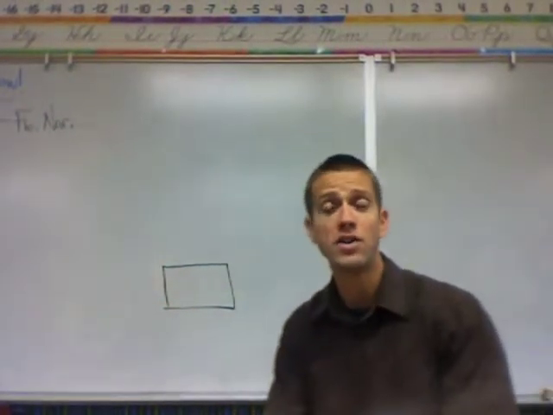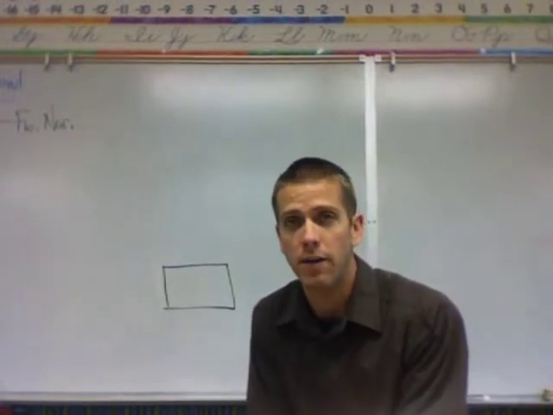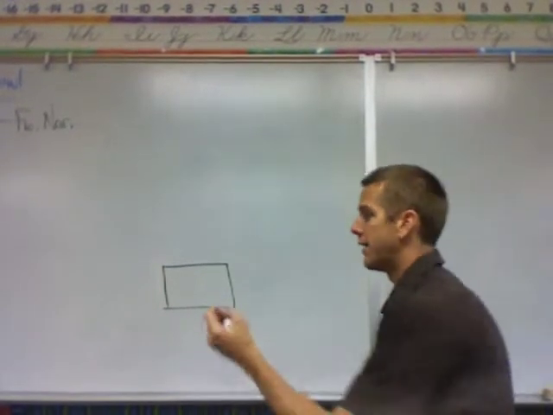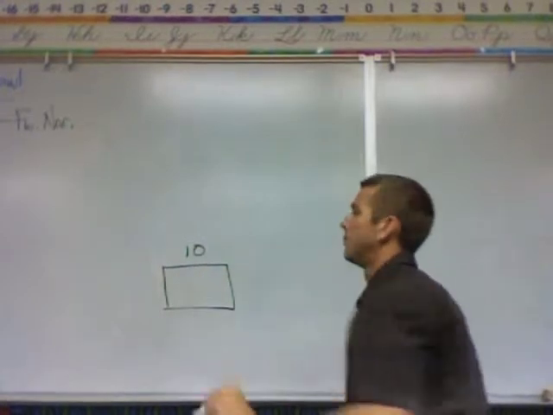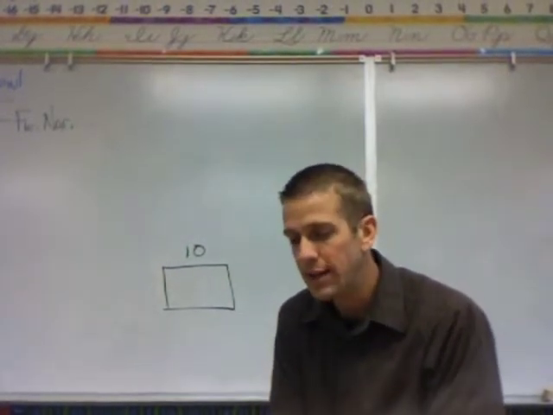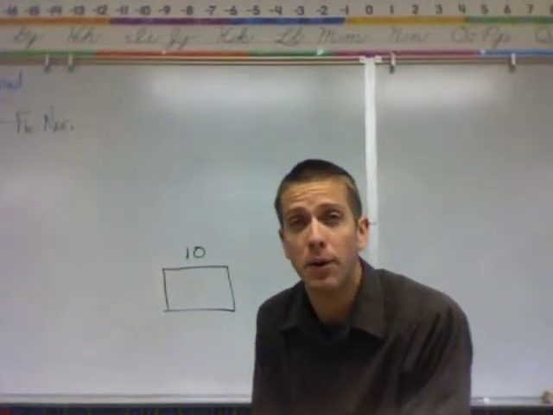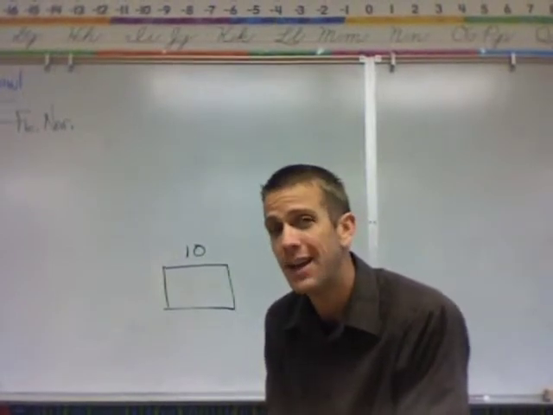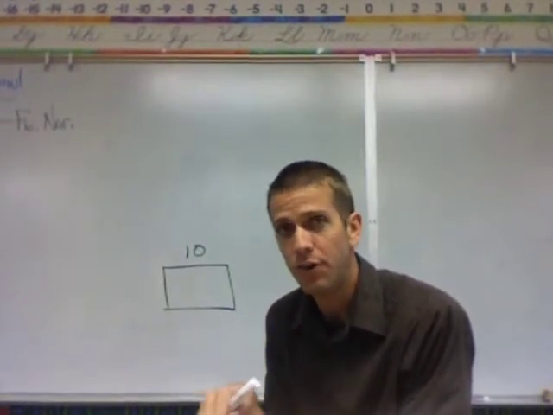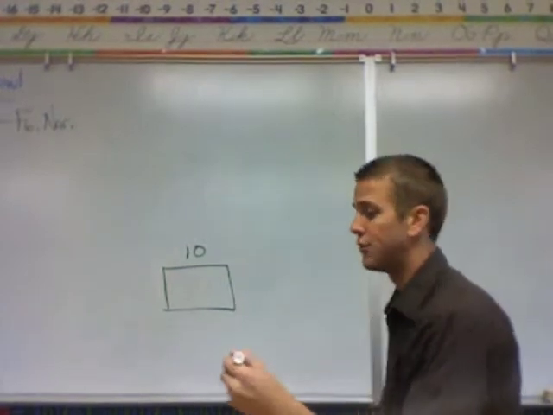Okay, that's our box of cookies, and how many are in there? 10. So let's put the 10 at the top. And we're going to split this box of cookies between how many people? 2. We said we'd split it in half. 2 is at the bottom. That's what we'll split it in, 2 groups.